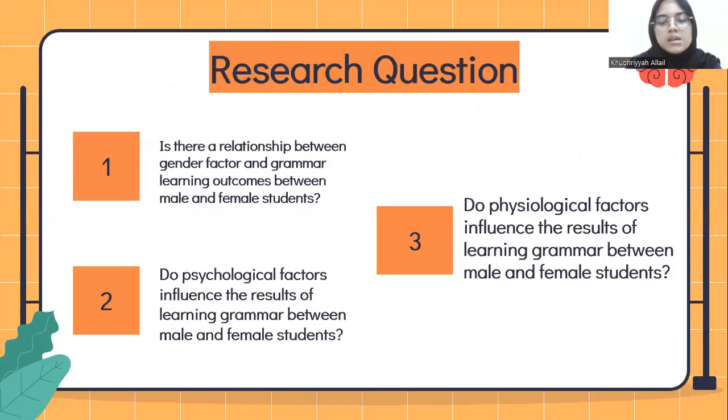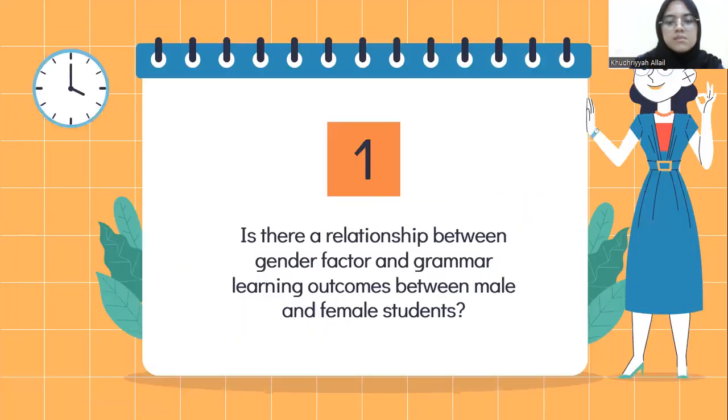And then here, the research questions that we built on the assignment 5. There are 3. The first is, is there a relationship between gender factor and grammar learning outcomes between male and female students? The second one, do psychological factors influence the results of learning grammar between male and female students? And the third one, do physiological factors influence the results of learning grammar between male and female students? Okay.